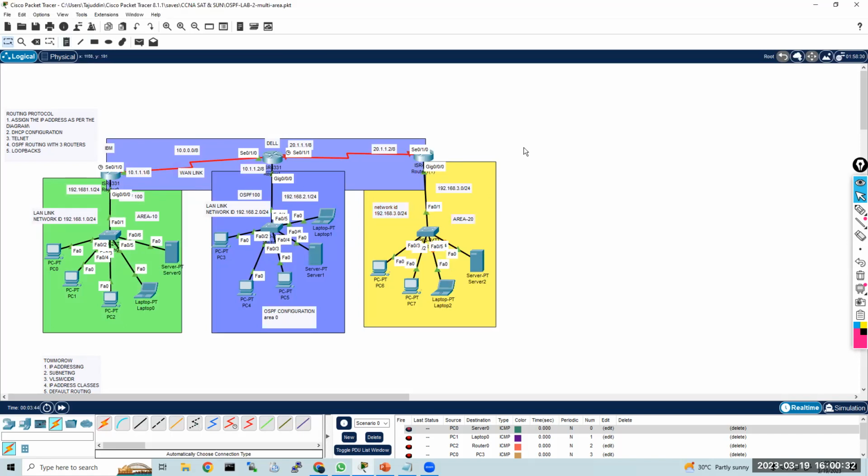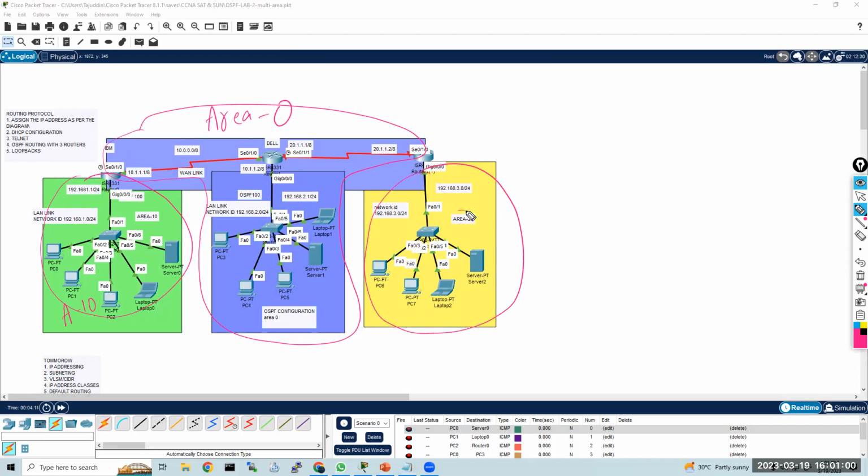Okay, understood, guys? You want me to explain this topology before I jump to the lab? See this network, the blue color, these belong to area 0. And this network, what you are running here, these guys belong to your area 10. And this network, yellow color, belongs to your area 20.